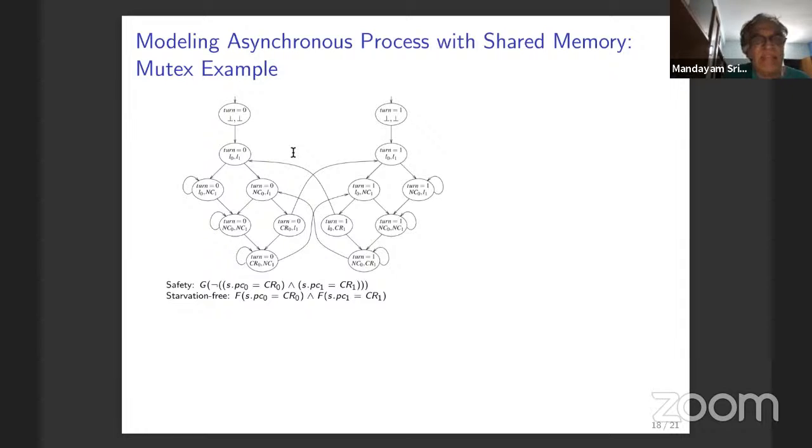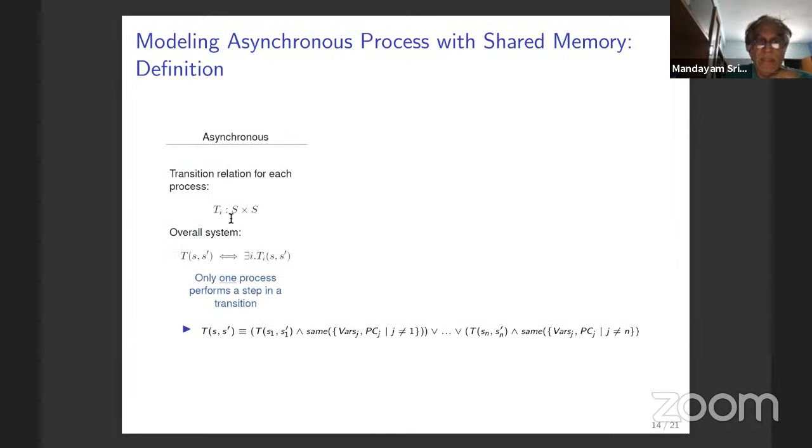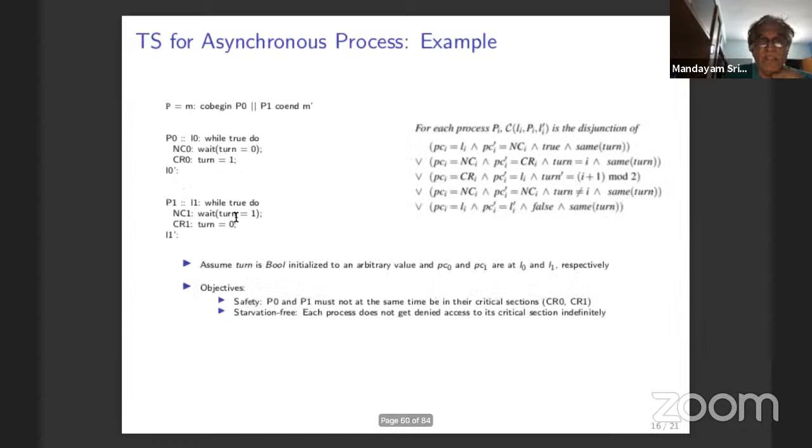So as I said, the universe of state is the cross product which has the local component, the local state for each of the processes, and one copy of the global, the shared state. So that's how the state was defined, as you could see here. The state S here consists of all the local components for each of the processes and one copy of the shared component, and that's how it is defined.